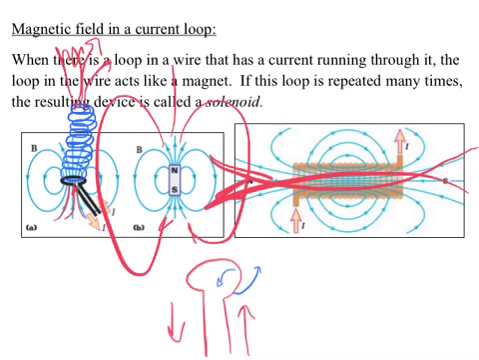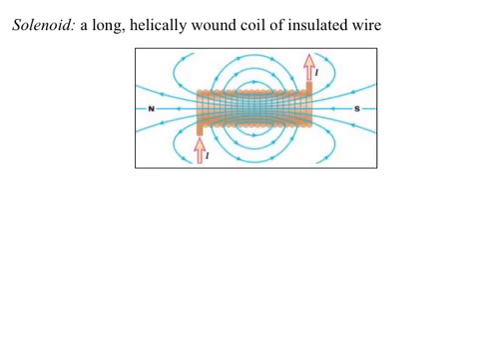We're going to talk now specifically about the solenoid. Okay? So a solenoid can be defined as a long, helically wound coil of insulated wire. A long, helically wound coil of insulated wire. Hey, why does the wire have to be insulated? Who can answer that question? That's a tough one. Why does the wire have to be insulated? There's really only one answer here.